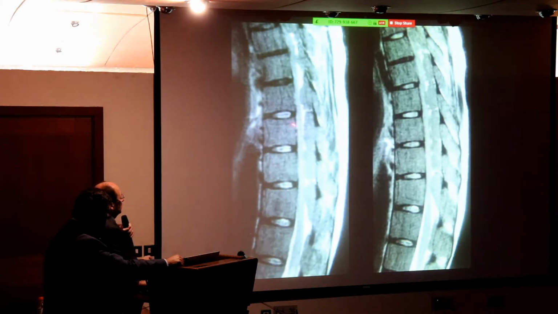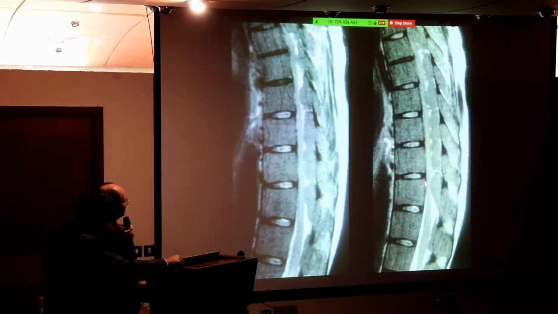Next. T2 weighted, same, the masses here encroaching upon the spinal cord, and there is no increase in signal intensity. Next.